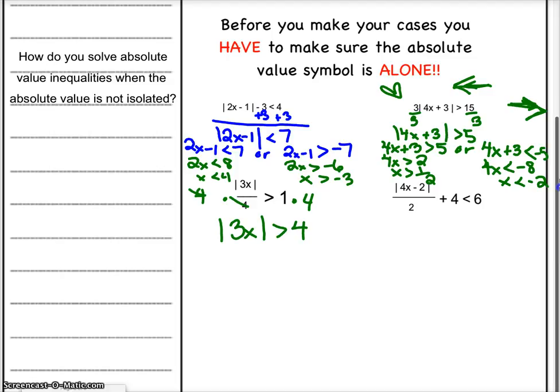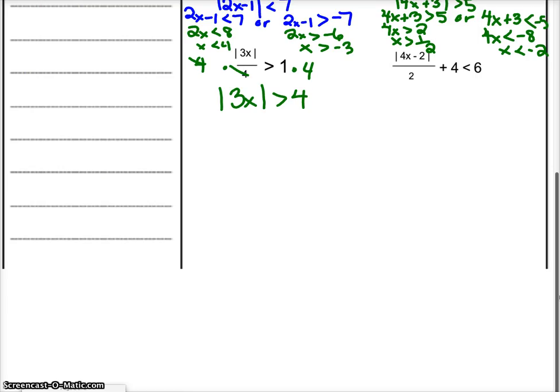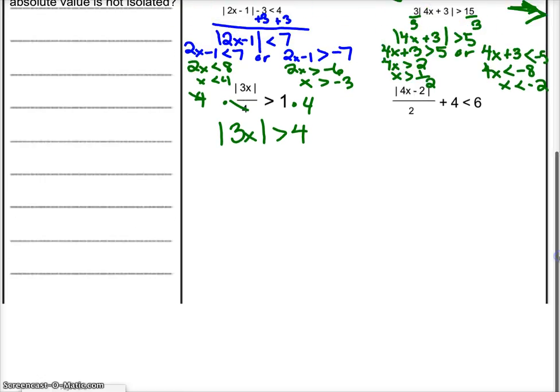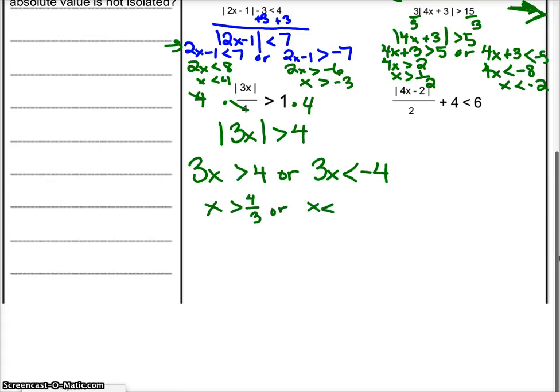Alex, give me a case. 2x minus 1 is less than this. Oh, so 3x is greater than 4, or 3x is smaller than negative 4. Nice. Okay. Solve both cases. X is bigger than 4/3, or x is less than negative 4/3.